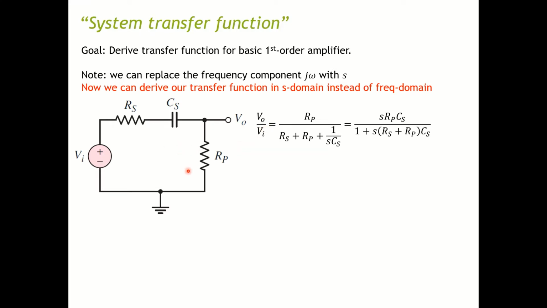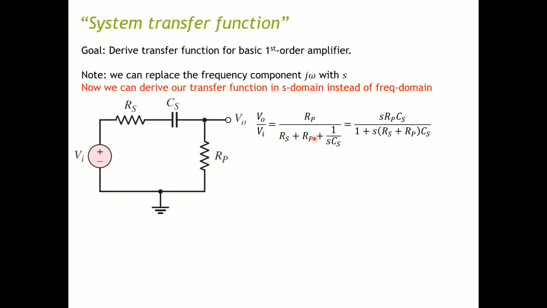So let's figure it out. If you apply your voltage divider rule, you can get the relationship between your output voltage and input voltage to be Rp, this resistance here, over the total impedance of Rs, plus the impedance of this capacitor, plus the impedance of Rp.